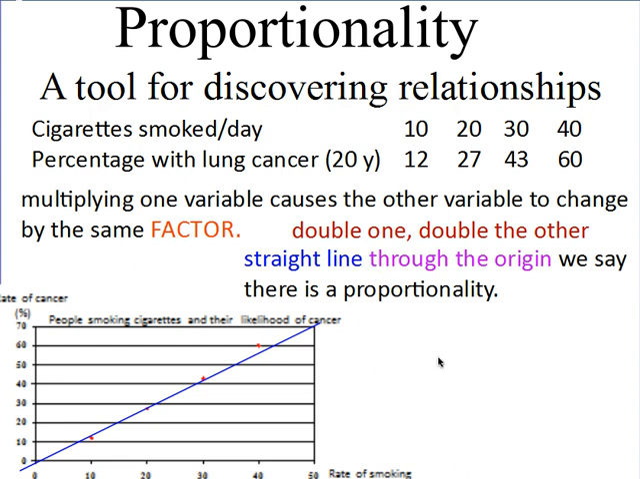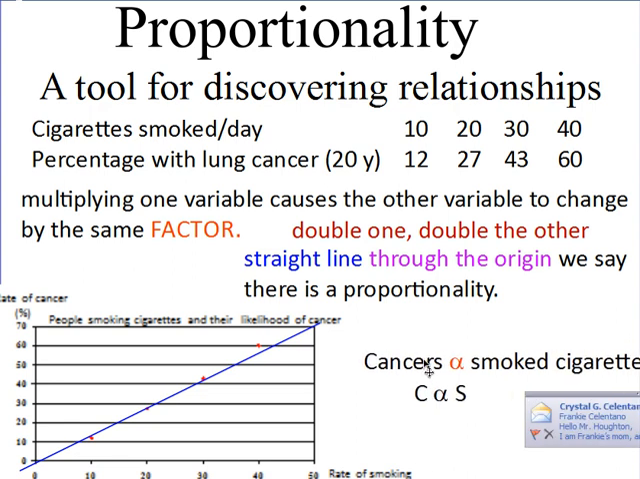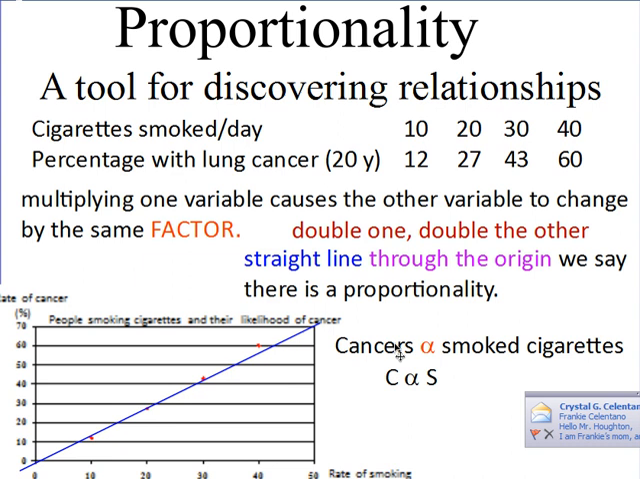If we decide that cancer is proportional to the rate of smoking cigarettes, we would write that cancers are proportional to, I'm sorry, not aging, but smoking cigarettes. It's me who is aging. This symbol here is the Greek letter alpha, but it's really supposed to be more of a fish, and is read "is proportional to." Or we could use the letters C and S.